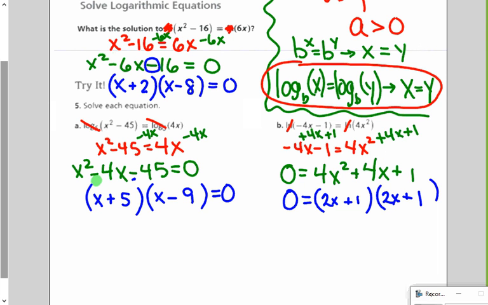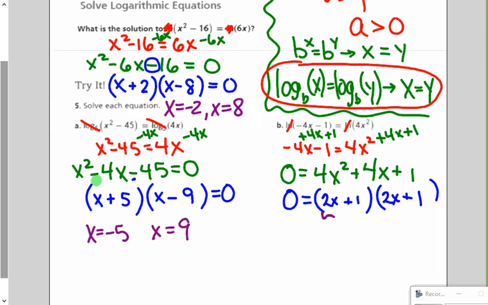Time to do some solving. X equals negative 2, x equals 8, because we're looking for the opposites, so that when you do 8 minus 8, you get 0. When you do negative 2 plus 2, you get 0. X equals negative 5, x equals 9, because you want to produce 0 there.